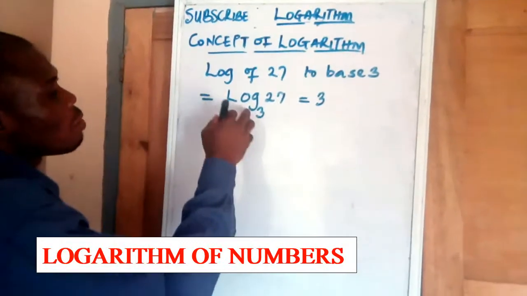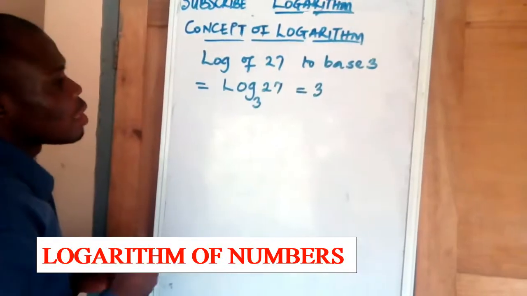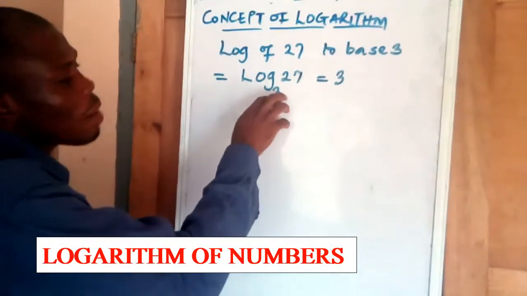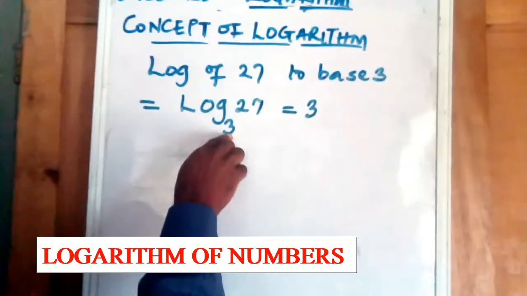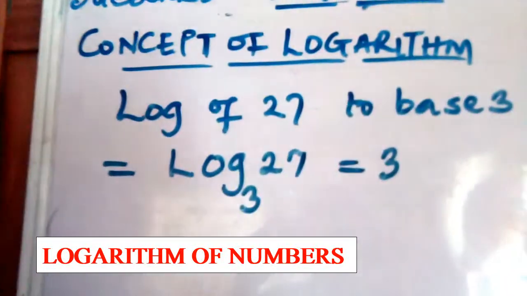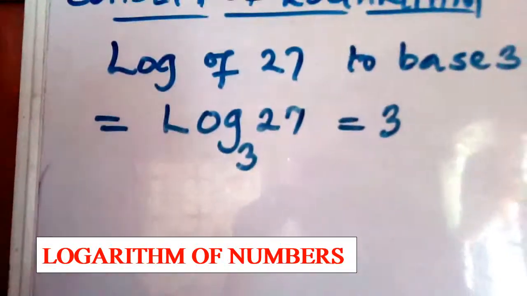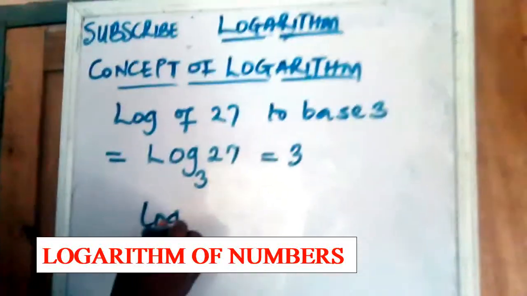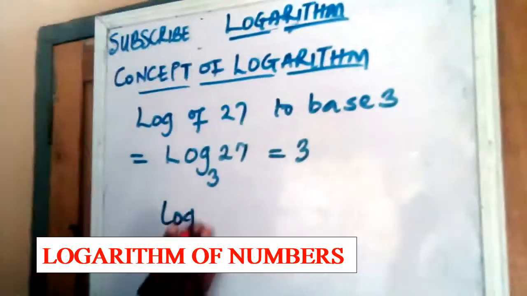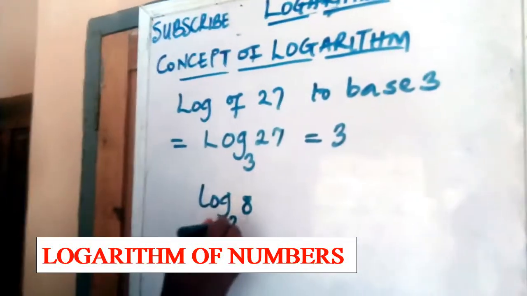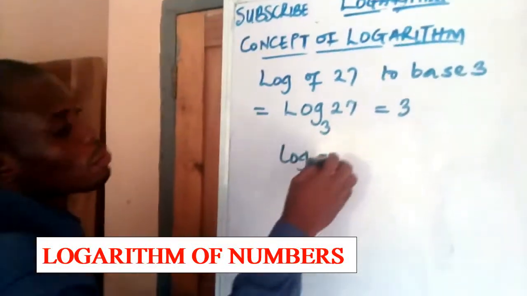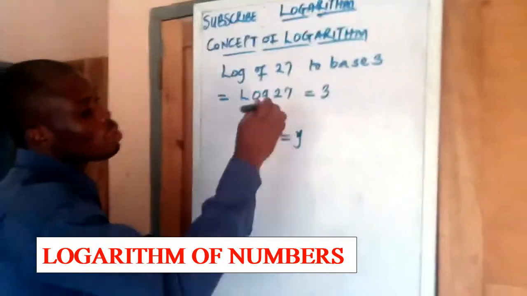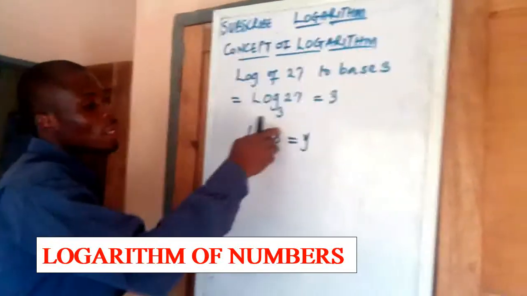The log of 27 base 3 is equal to 3, and the log of a number is the power you are going to raise the base 3 to that will give you 27. That's the log of 27. So for example, you have the log of 8 base 2. What power will you raise 2 to that will give you 8?